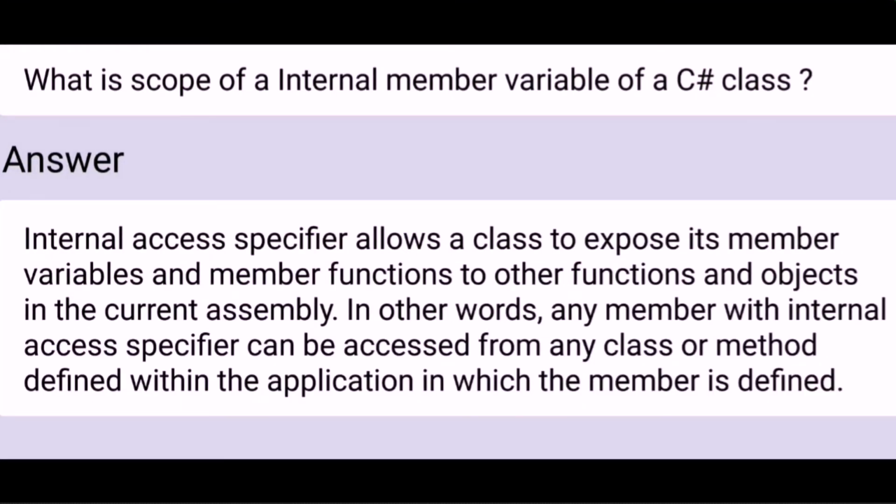What is the scope of an internal member variable of a C# class? The internal access specifier allows a class to expose its member variables and member functions to other functions and objects in the current assembly. In other words, any member with the internal access specifier can be accessed from any class or method defined within the application in which the member is defined.